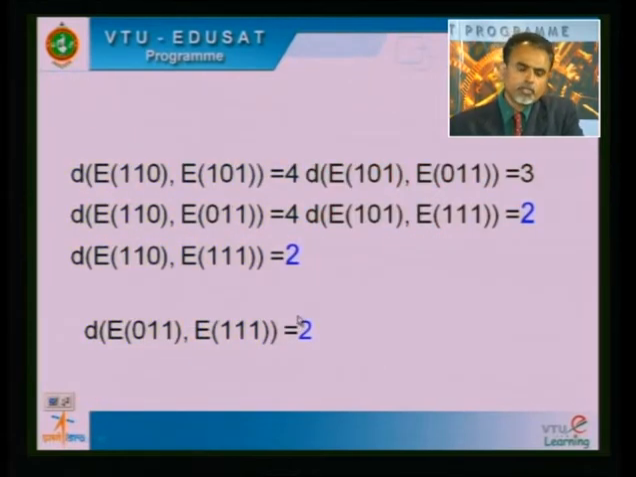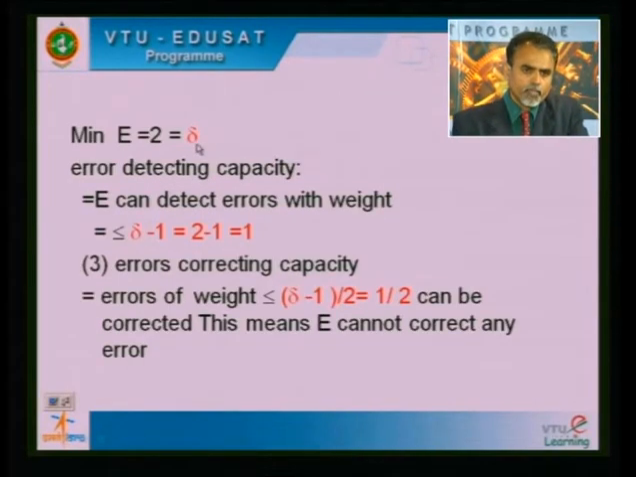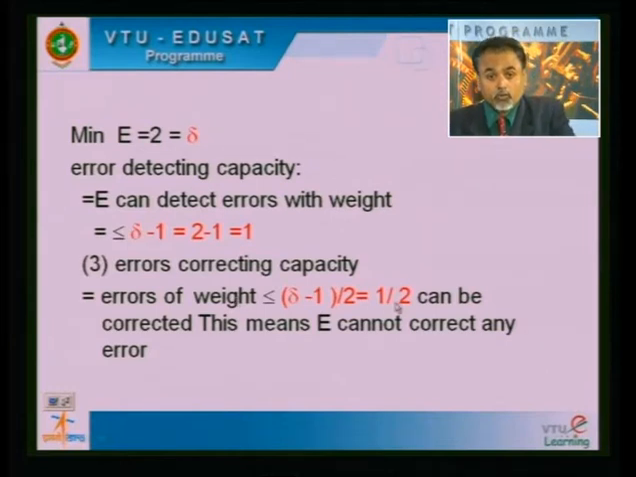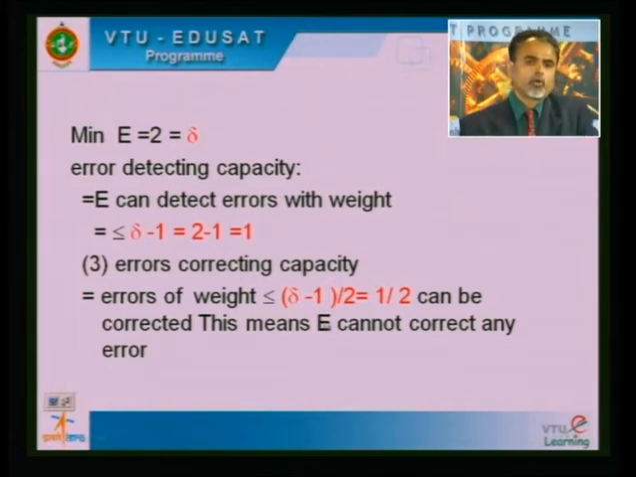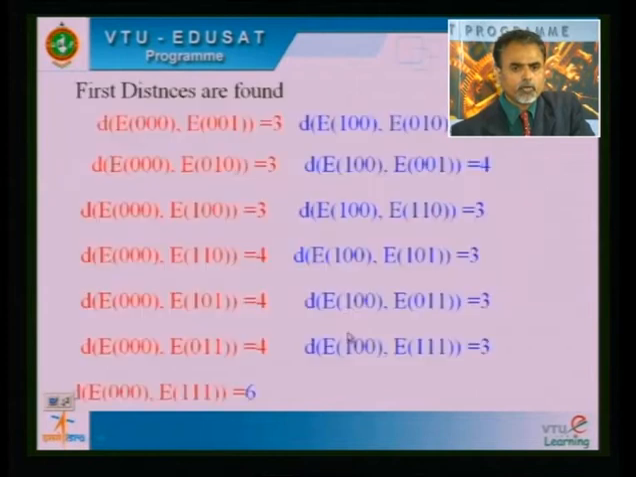So what we got? Minimum distance is 2, maximum distance is 6. We are after the minimum distance, delta is 2. Error detecting capacity is delta minus 1, 2 minus 1 equal to 1. Error correcting capacity, which is errors which have weight less than or equal to half, there will be no such weights. In this case, it is important to note that errors cannot be corrected. So this is not a good code where errors we cannot correct. Here errors cannot be corrected, but we can detect. So in some of the cases, we saw that errors we have detected and errors we have corrected.